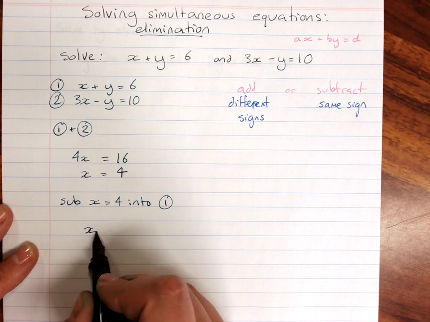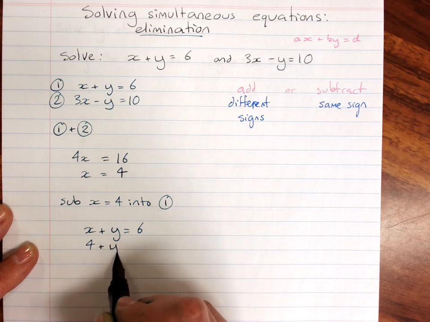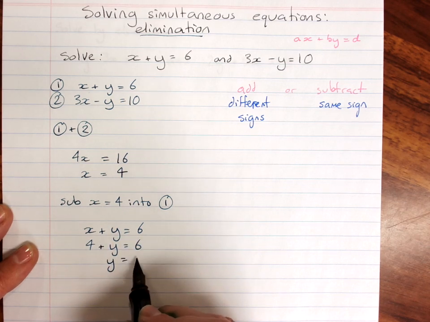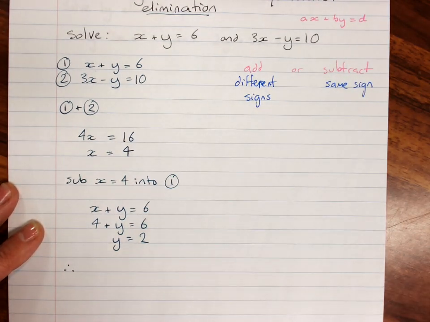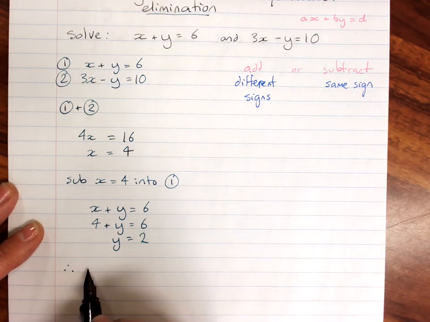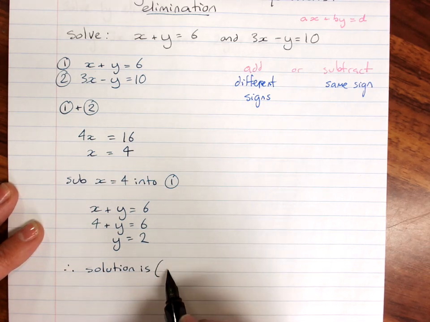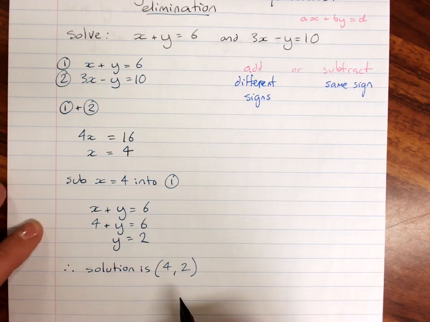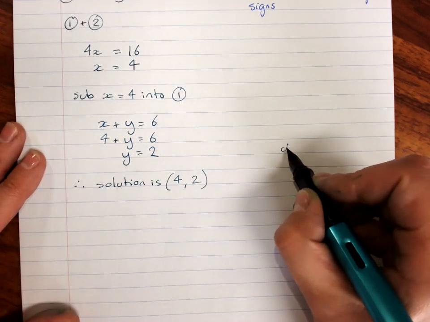So I've got x plus y equals 6, 4 plus y equals 6, y equals 2. Give your solution. Now when you give a solution, I've been giving them as x equals this, y equals that. You can say therefore solution is, and give that as the coordinates. That's fine as well, just a different way of giving your solution. Remember, of course, you do your check.